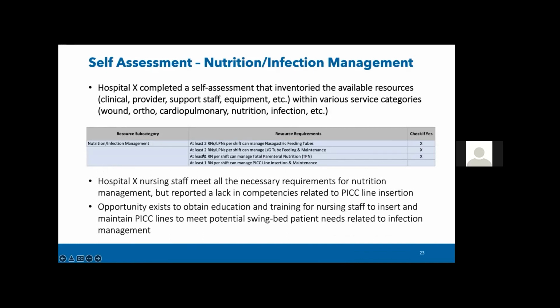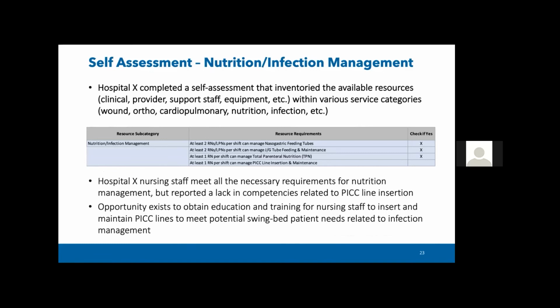So another exercise that we went through, similar to what you all did with the swing bed directory, was to do the self-assessment. And we looked at different categories related to those resource requirements that the swing bed directory had in the different resource subcategories to kind of organize it all.